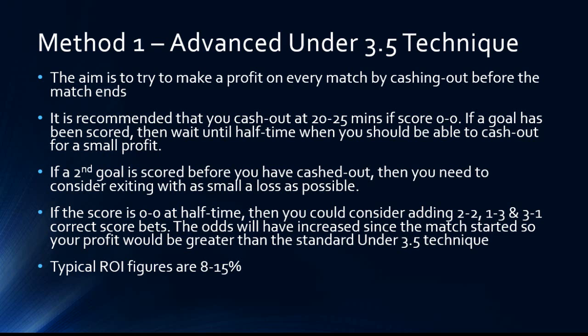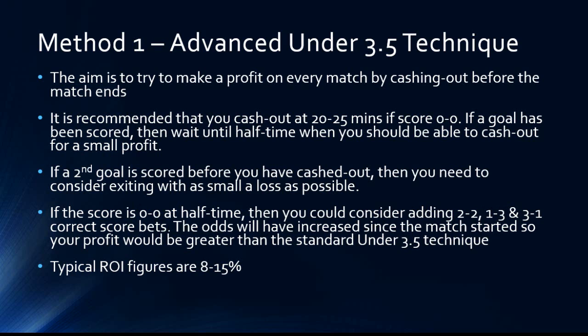The other thing that you can consider doing, I don't do this, but it is something you could do, is if the score is 0-0 at half time, and then of course you could argue, well, you've got a complete half to get 4 goals scored, is that likely? But what you could do is consider going back to the method 1 technique, which is where you would then add the 2-2, 1-3 and 3-1 correct score bets.